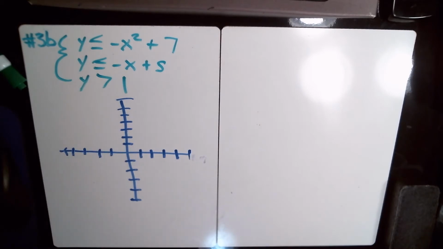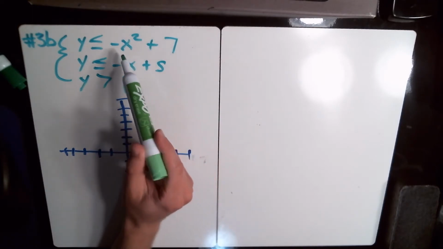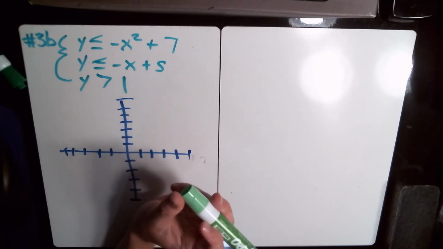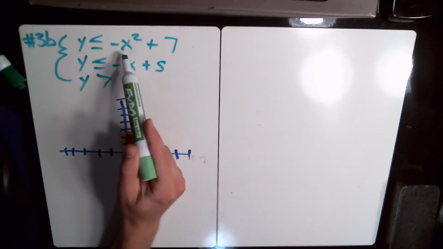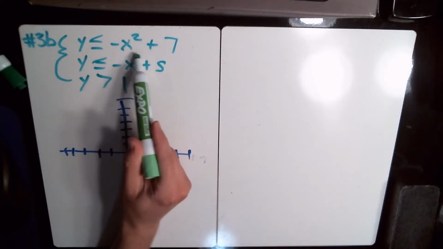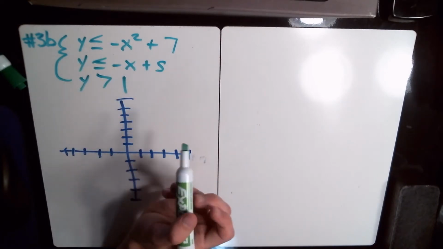If they're not solved for y, you'll want to do that first, or at least be able to know what type of equation you're dealing with, what the graph will look like. Sometimes if you have x squared plus y squared on one side, that's going to be a circle. In this case, I just have x squared. So this is a parabola, right? And it's solved for y already.